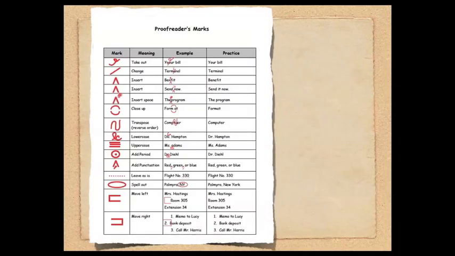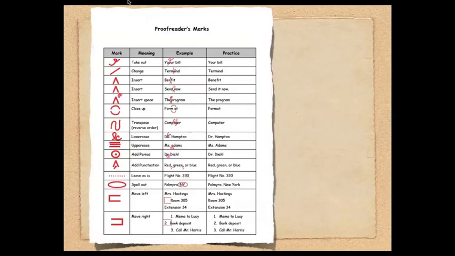To spell out something, as in Palmyra, New York, we want Palmyra spelled out, the words New York. Room 305 should be right underneath the M in Mrs. Hastings. And in the move right, the number 2 should be underneath the number 1 and above the number 3, as it is over in the example.